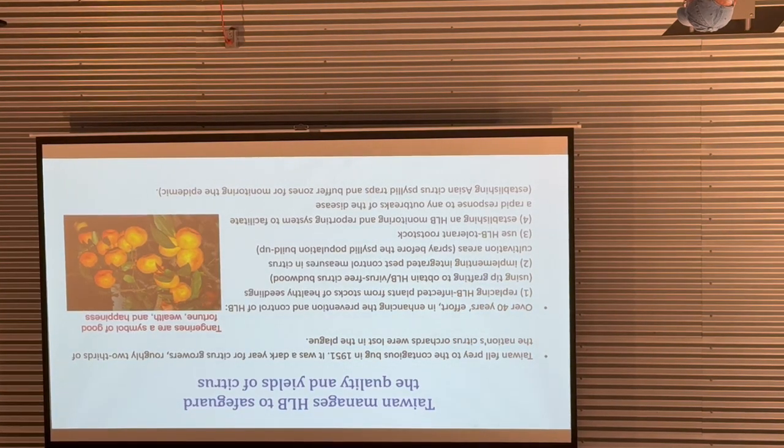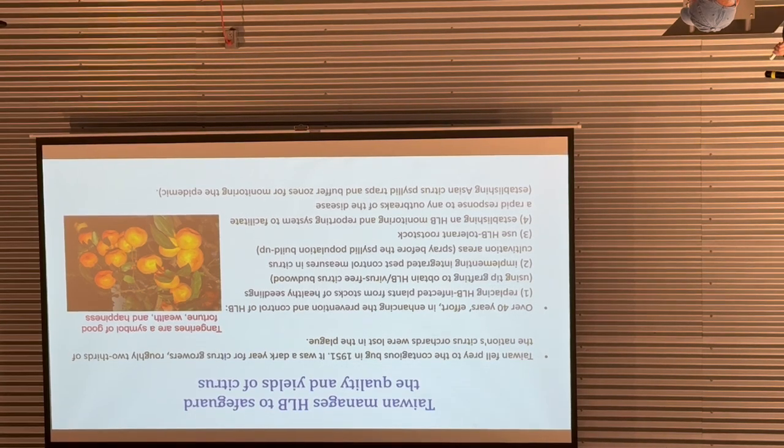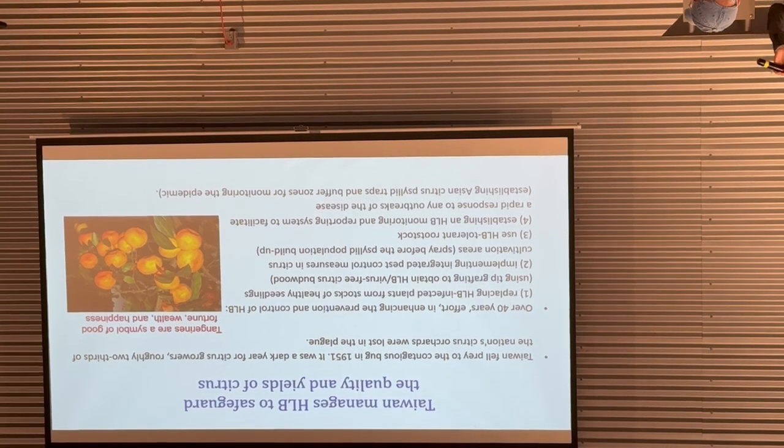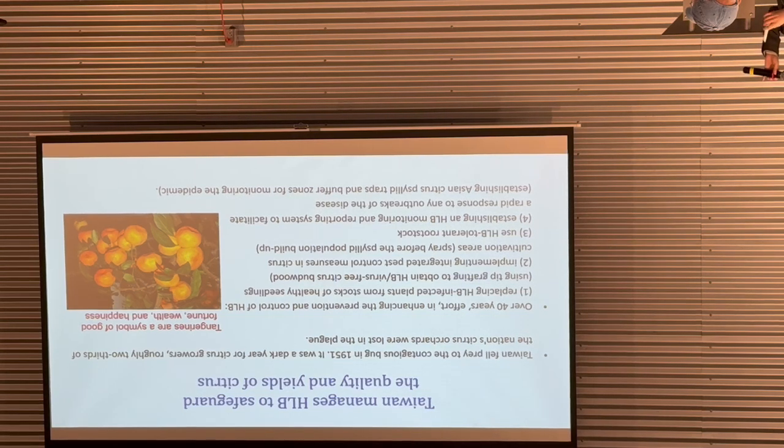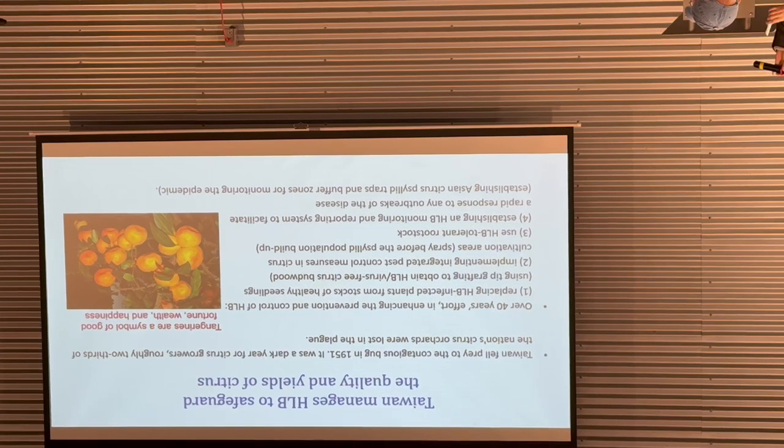Okay, then I'm going to talk a little bit about the Taiwan situation. I grew up in Taiwan. I have a bachelor's degree in plant pathology from the department at National Taiwan University. And this is a very old disease, with a long history. It started from 1951. Basically, it's a very dark year for citrus growers in Taiwan. And it's a small island, and within several years, roughly 2/3 of the nation's citrus orchards were lost due to the citrus greening disease.